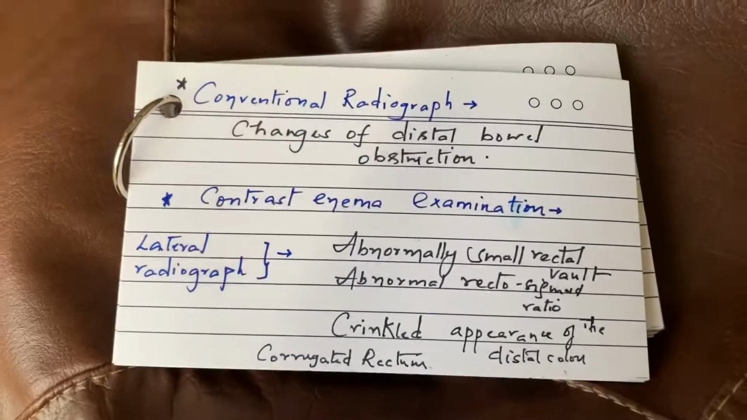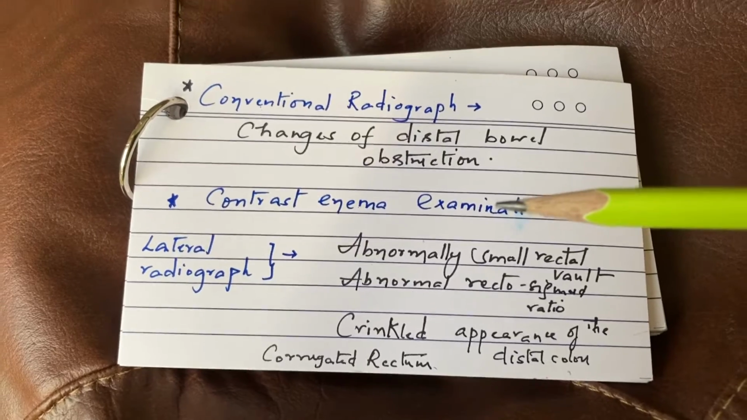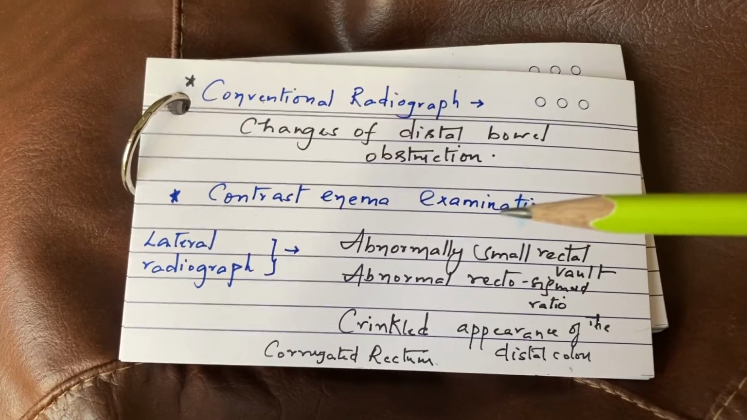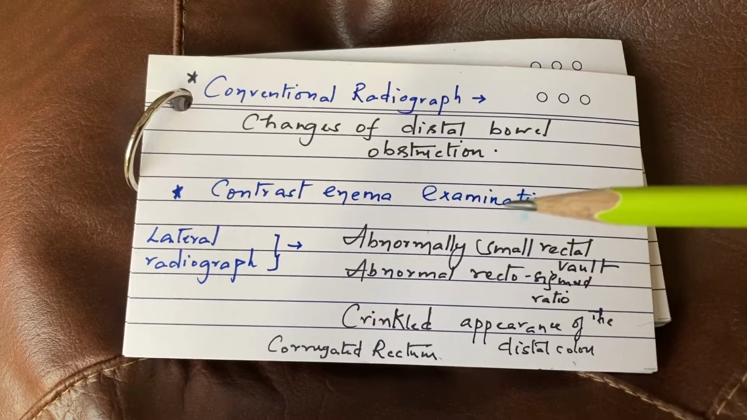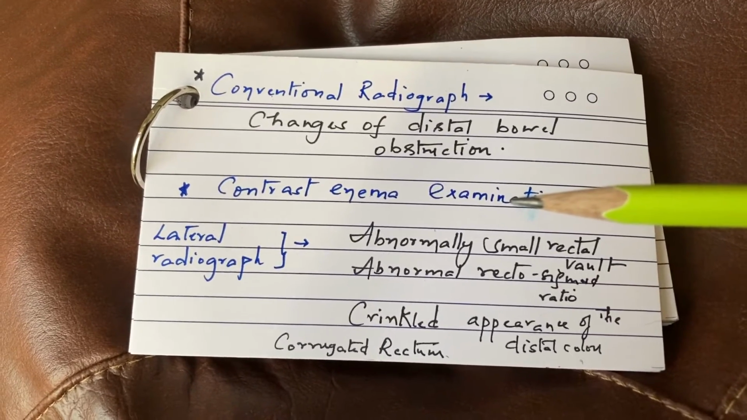Thank you. In Hirschsprung disease, what happens in the neonatal period? If you delay the diagnosis, there will be bowel dilatation, bowel perforation, and a chance of enterocolitis. So its mortality will be higher.